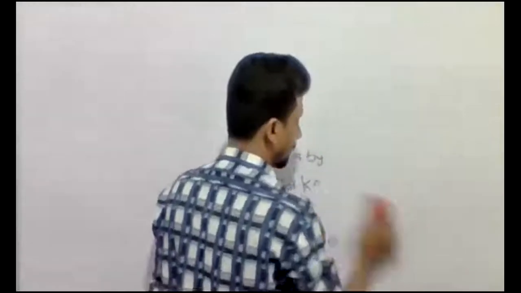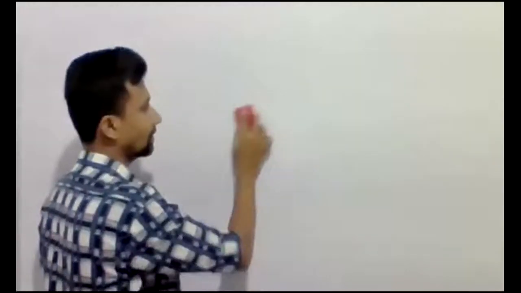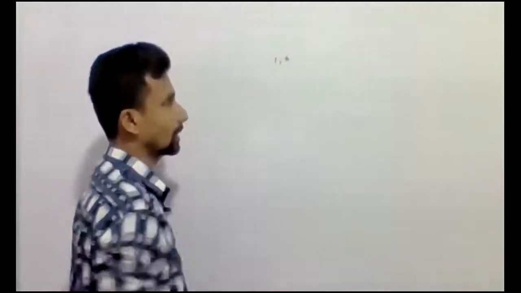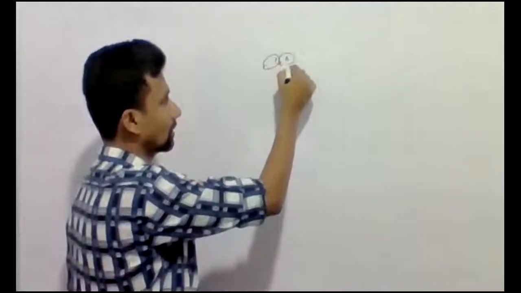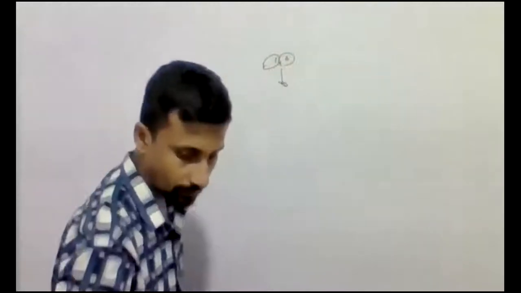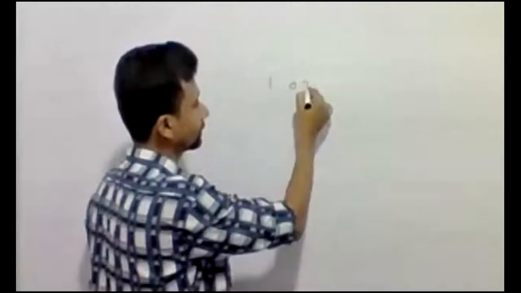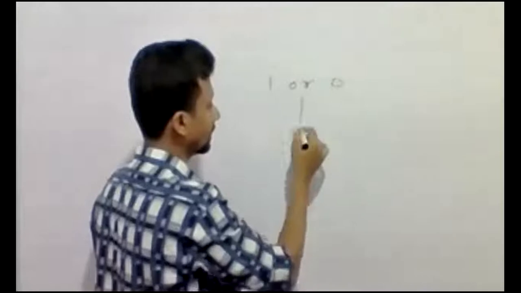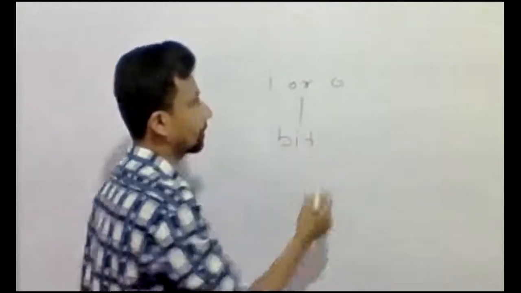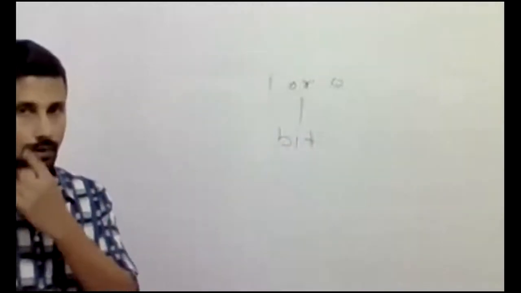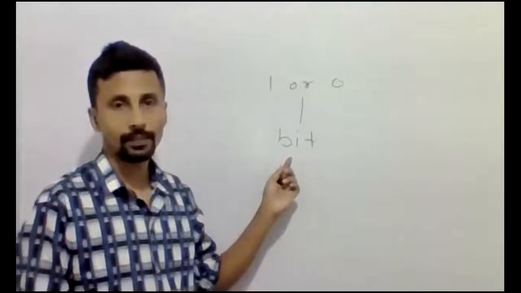In memory, the computer can understand ones and zeros that we discussed the very first time. Ones and zeros, right? So this 1 or 0 is stored inside the bit. 1 or 0 stored inside the bit, right?